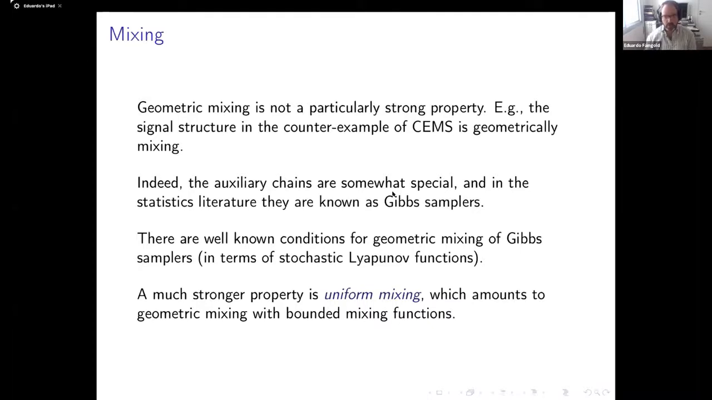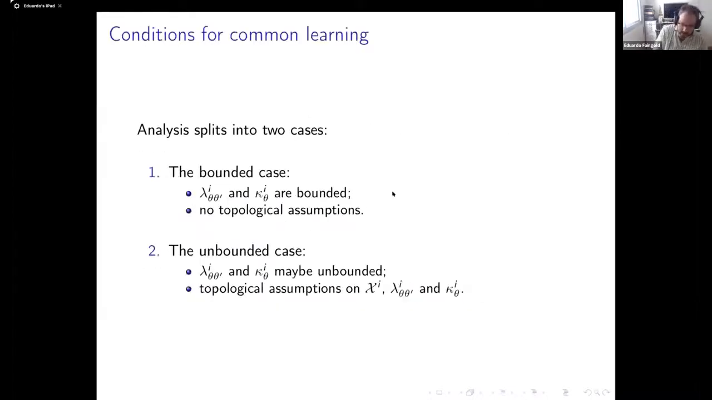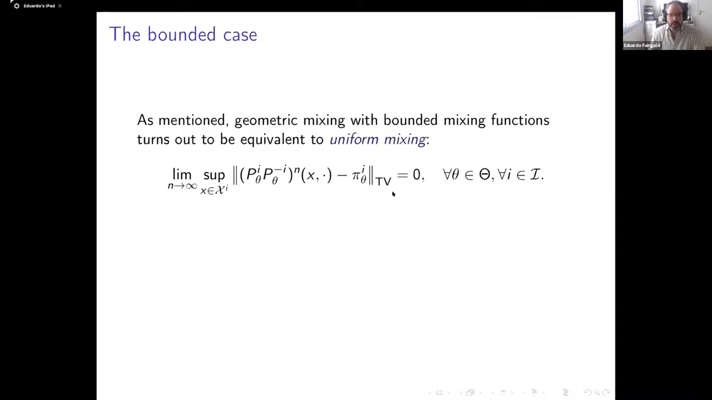I'm going to be able to present only one of our theorems, and that is going to rely on a slightly stronger assumption, which is uniform mixing. So I have two theorems, but let me focus only on this case, which I call the bounded case. That's when log likelihood ratios are all bounded, and where those mixing rates are also bounded. And in that case, I don't need any topological assumptions. When mixing functions are bounded, geometric mixing with those bounded mixing functions turns out to be equivalent to uniform mixing. Uniform mixing means that the n-step transitions approach the marginal distributions in total variation, or uniformly in the signal space.